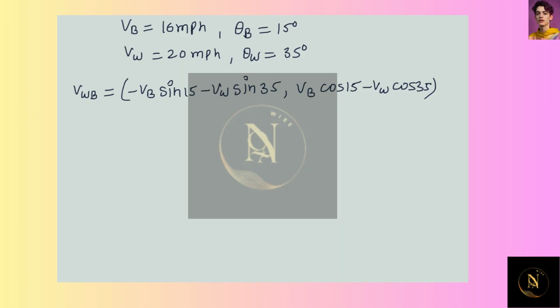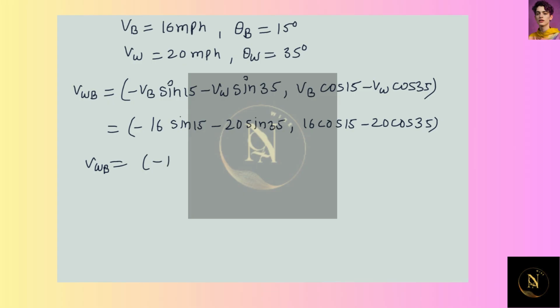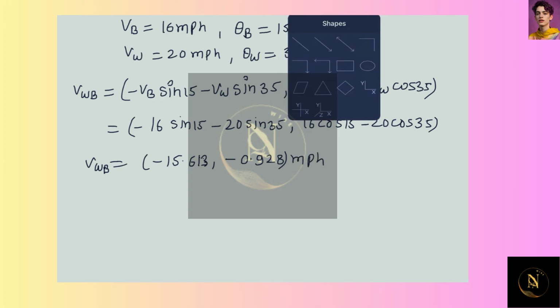So putting the given values, minus Vb is 16 sine 15 minus 20 sine 35, comma, 16 cos 15 degree minus 20 cos 35 degree. So after solving this value, we can obtain the velocity of wind with respect to bicycle as minus 15.613 comma minus 0.928 mile per hour. This will be our first answer.